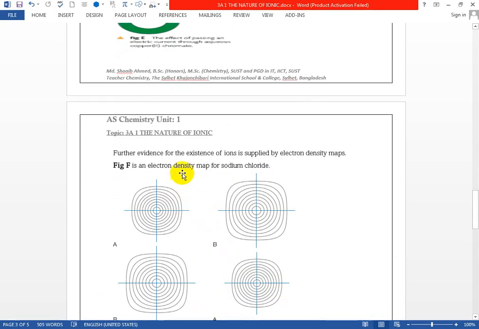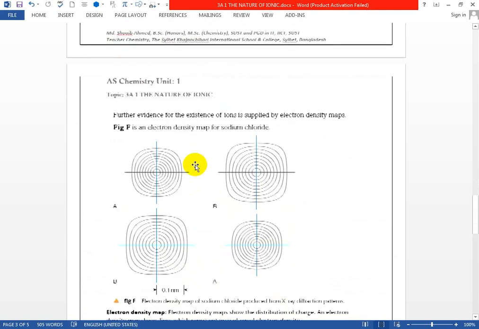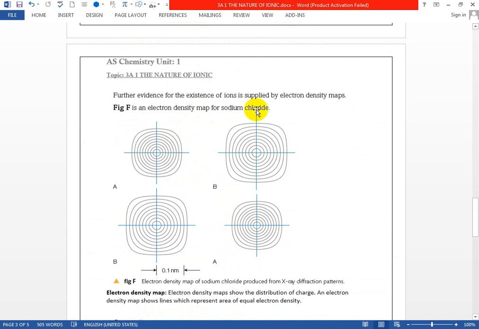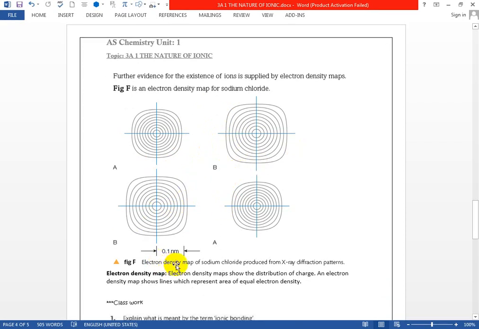Another way to show the existence of ions is the electron density map. Like this is the electron density map of sodium chloride, produced by an X-ray diffraction pattern. The cations and anions form different maps. So for an ionic compound, there are separate maps for cations and anions.